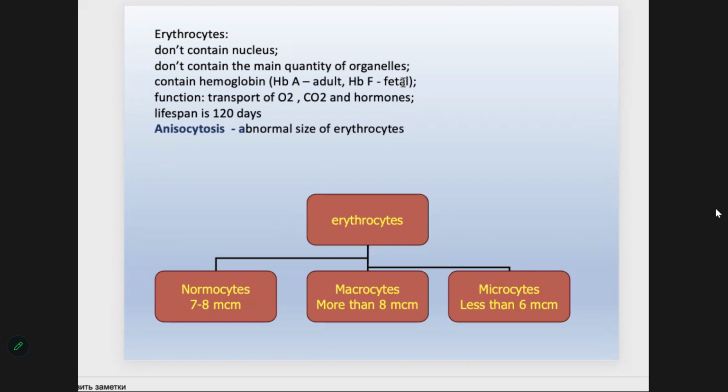There are two main types of hemoglobin in the human organism: hemoglobin A, or adult hemoglobin, and hemoglobin F, fetal hemoglobin. In an adult person, hemoglobin A is prevalent, up to 98%, and only 2% is hemoglobin F. In newborns, for example, hemoglobin F is prevalent, up to 80%, and only 20% is hemoglobin A.